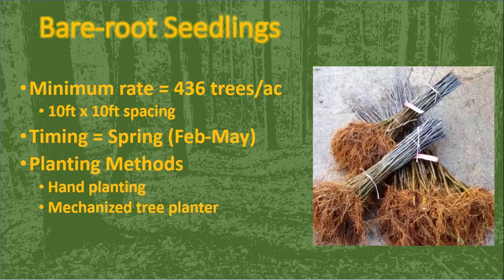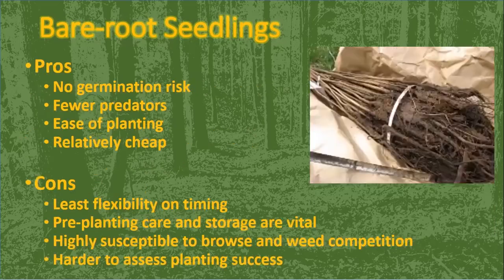Timing on this is really important, and it's really in the spring. I'm saying February through May is a loose description of spring, but that's due to the availability of the plant material. They have to be dug during dormancy. They're available during dormancy, which is the winter season, for us to plant then in spring. So there are a couple of different planting methods, from hand planting to tree planters out there that you can hire or use to get your trees in the ground.